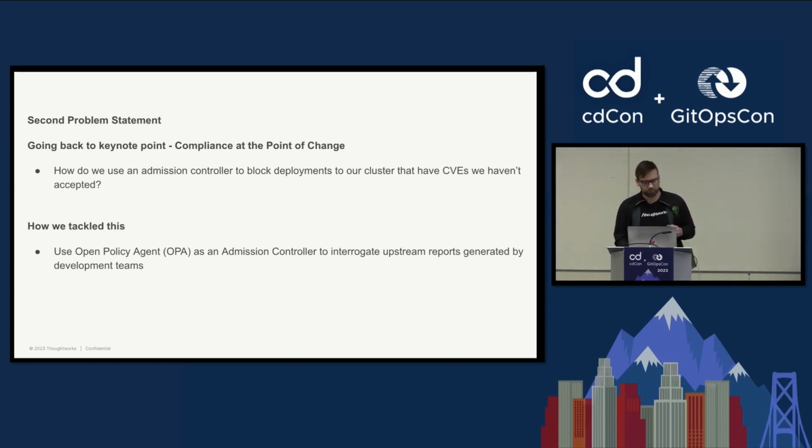The way we're going to tackle this is with Open Policy Agent, which we're going to use as an admission controller. This will interrogate, say, upstream CVE reports, and then either block or allow that deployment based on the image version.